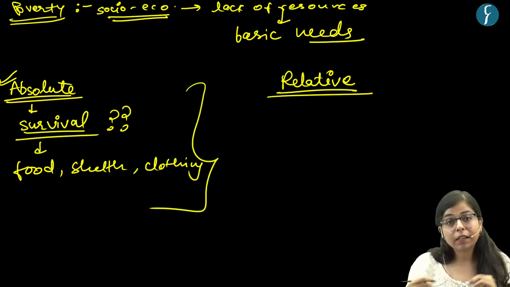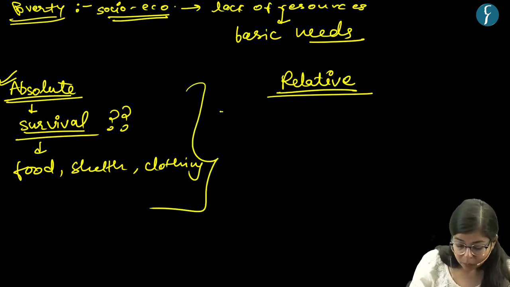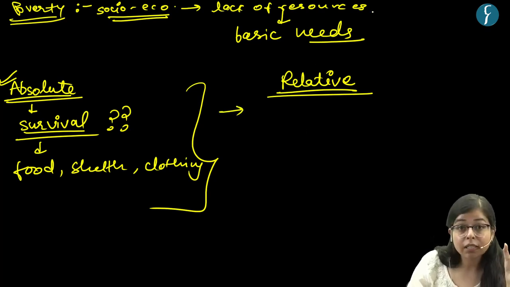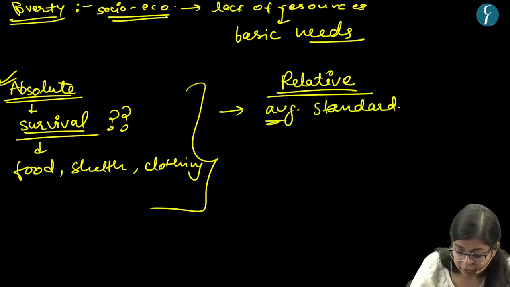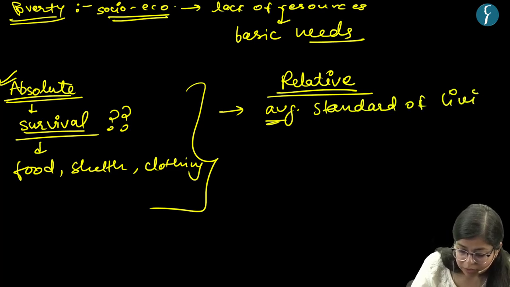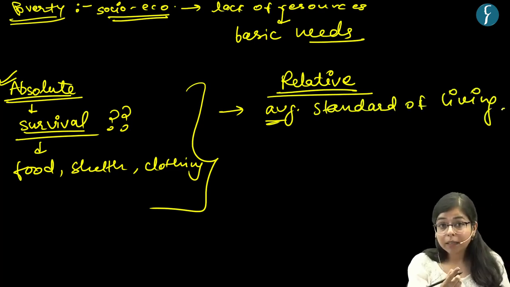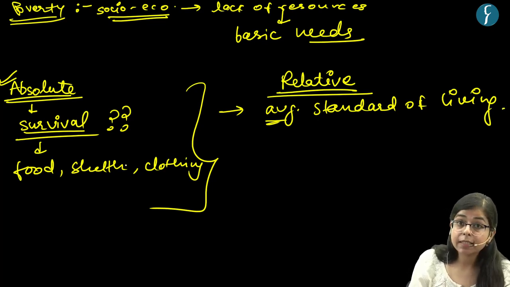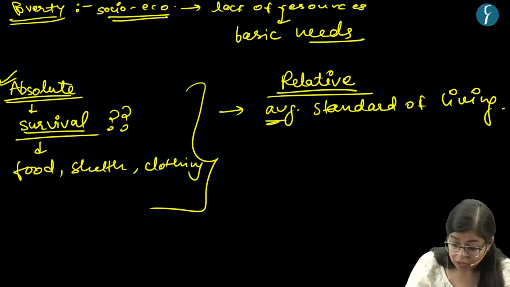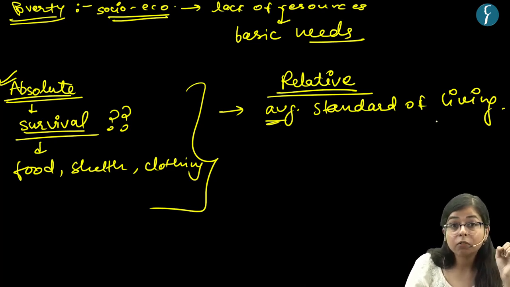And now, what is relative poverty? Relative poverty is when any person may lack resources which are required to maintain an average standard of living. This means that though that person has resources enough to meet their sustenance for survival, they lack resources to meet the average standard of living in any particular society.